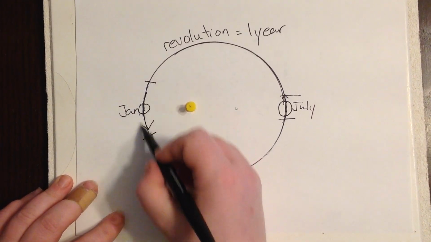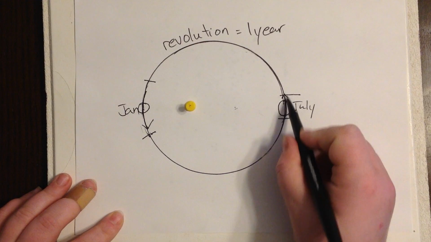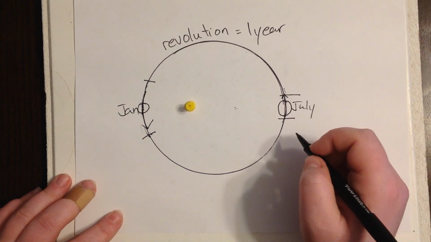So when any planet is closest to the sun, it moves faster. When it's farther away, it moves a little bit slower.